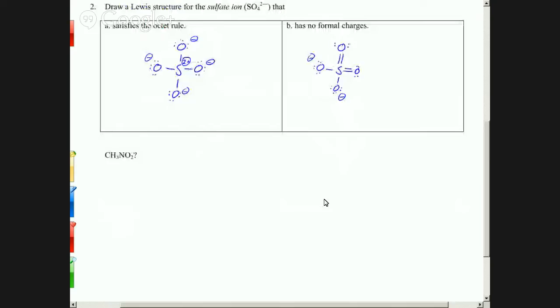All right, and finally, CH3NO2, which is known as nitromethane. Anybody get a structure for this? Did we get this far? Take another minute now that we've gone over a little bit and see if you can come up with a structure. Let's see if everybody can come up with a structure for this one. And don't forget the formal charges as well.